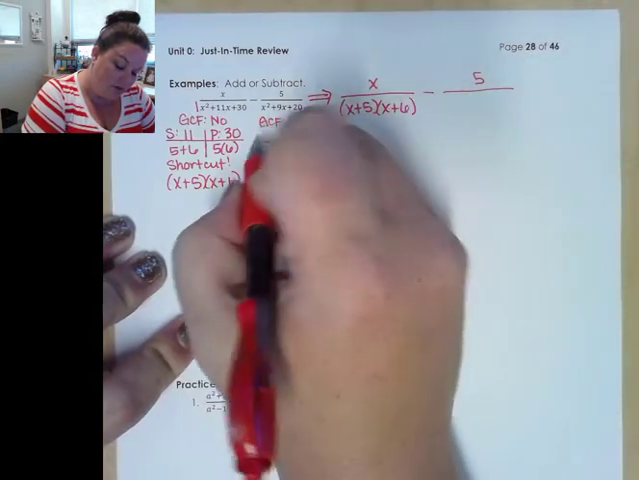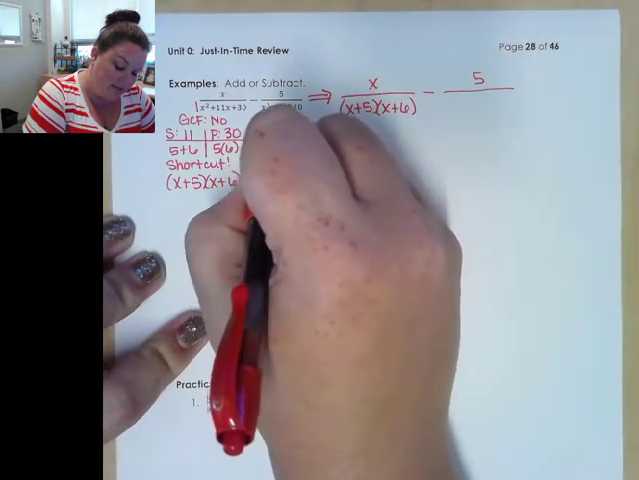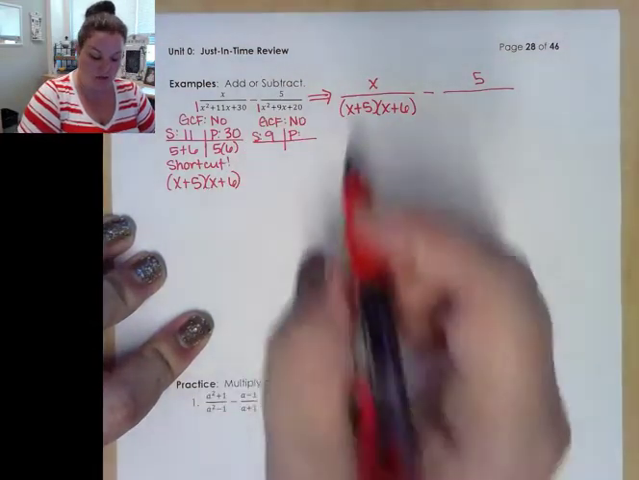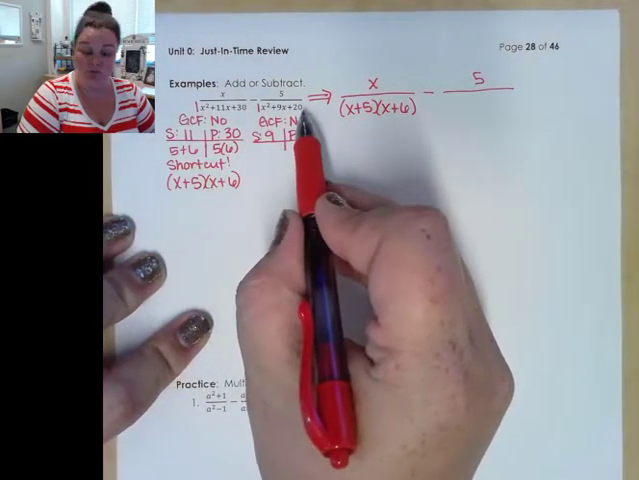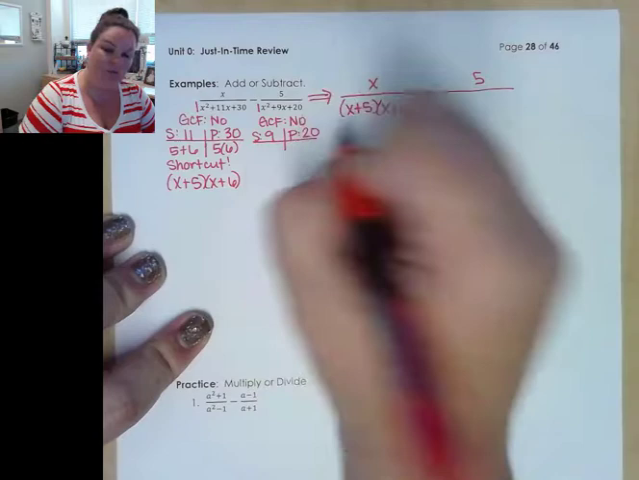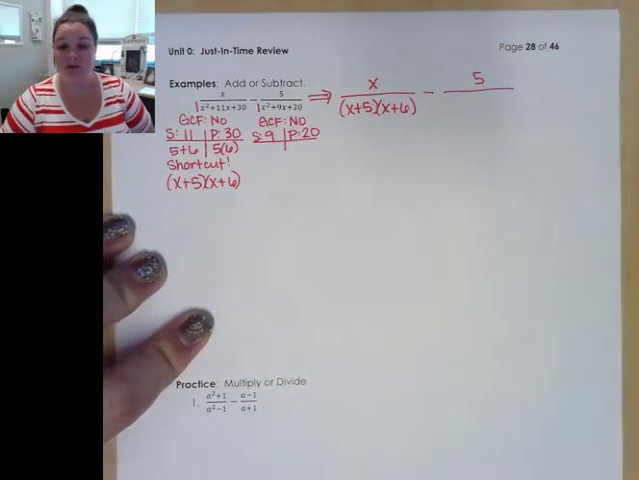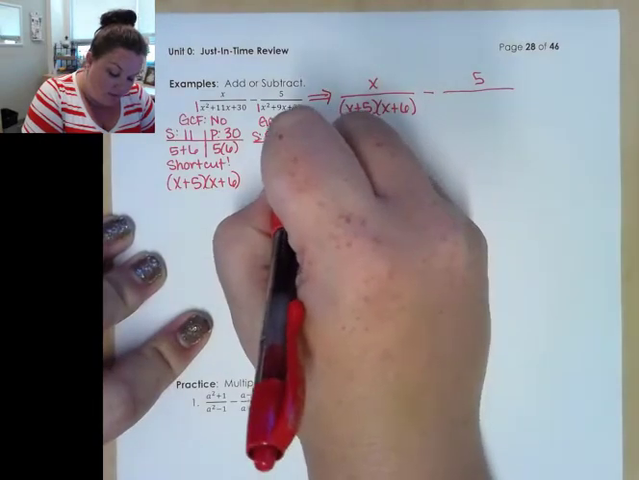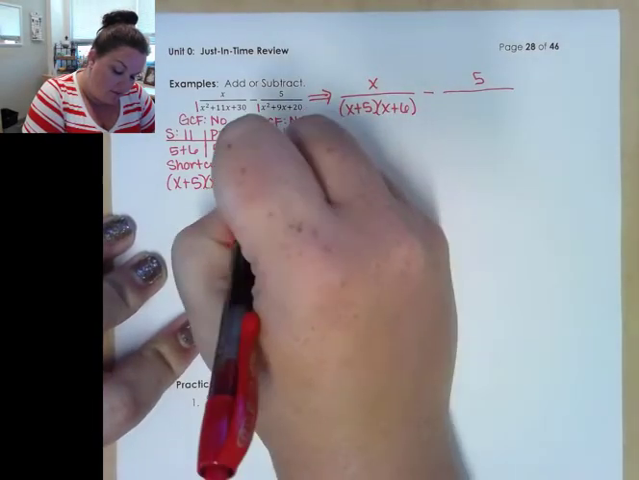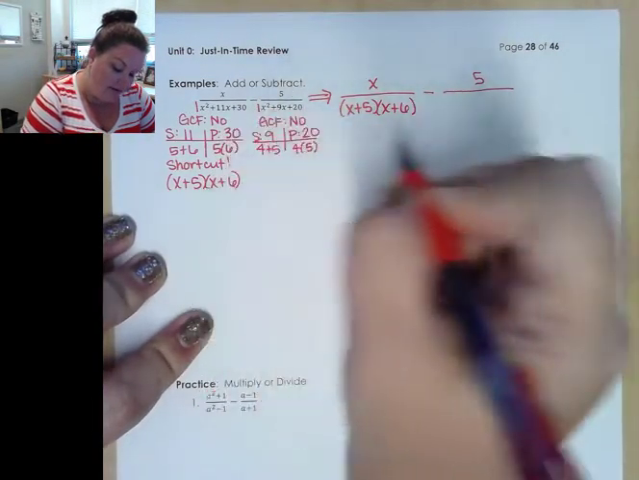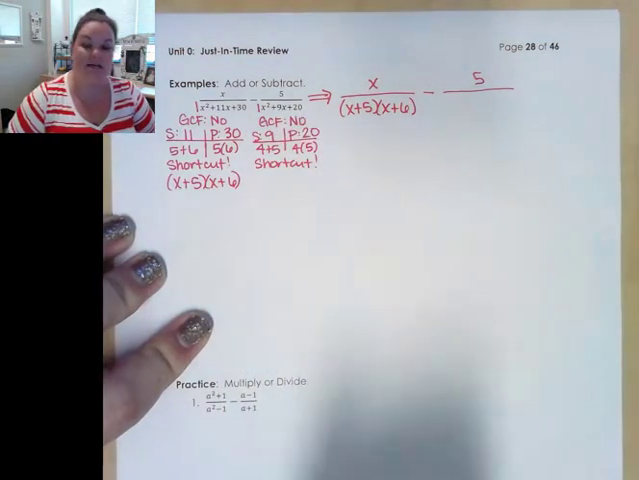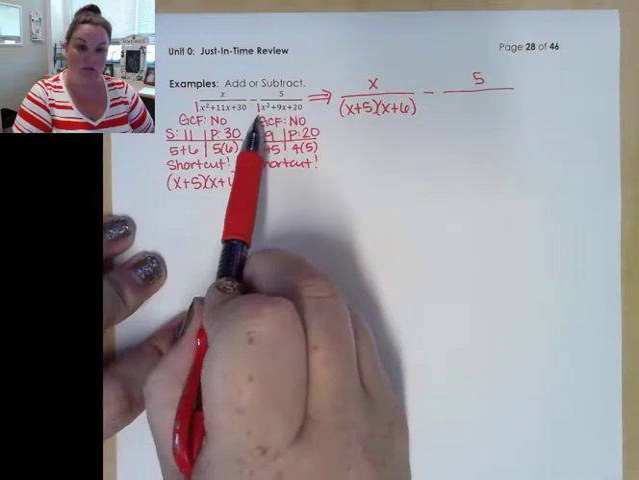And then I look for my sum, which is 9, and my product, which is my leading coefficient, a 1, times my last coefficient, a 20. So 1 times 20 is 20. Two numbers that multiply to 20 and combine to 9 would be 4 and 5. Positive 4, positive 5. And again, we can use the shortcut because our leading coefficient is a 1.